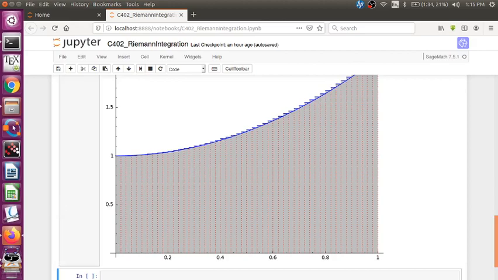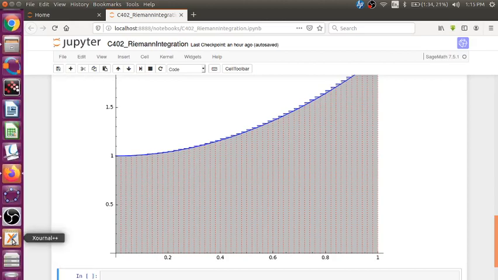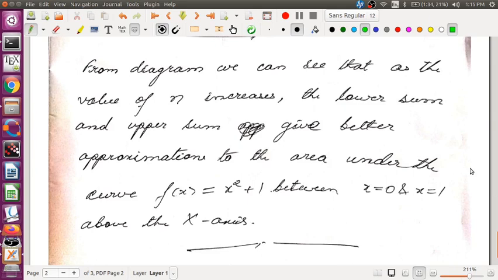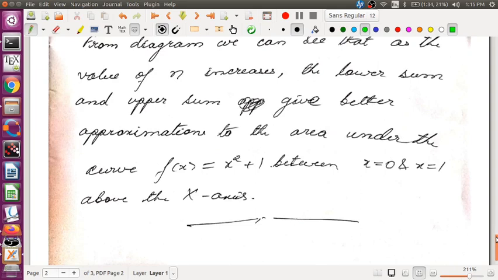You can relate this with whatever we have learned in the first lecture. So in the next video that I'll upload, I'll define the upper integral and lower integral using this concept.